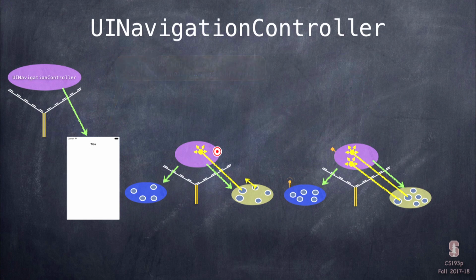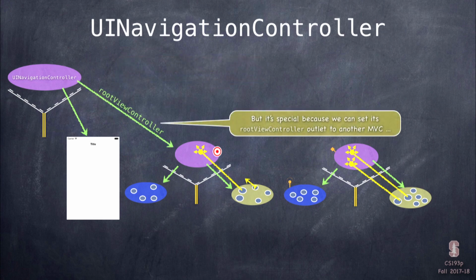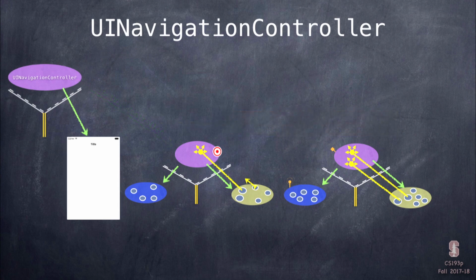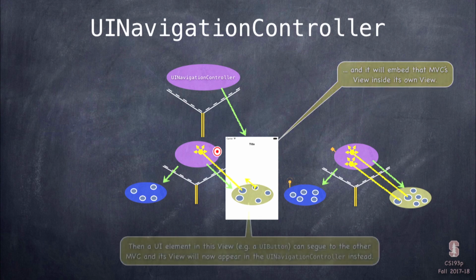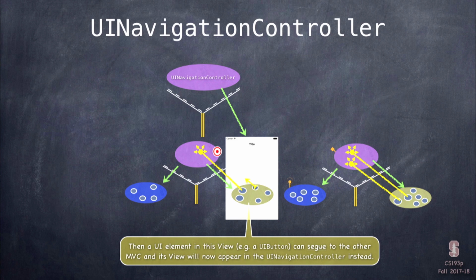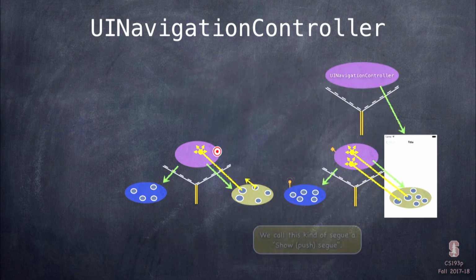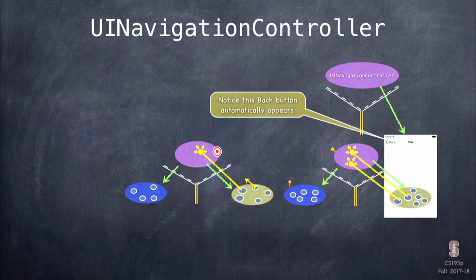But as soon as you set a very important var in navigation controller, called its root view controller, to be some MVC, then its view now includes the view of that MVC. Okay? And then if you interact with some button or something that's in that MVC's view, it can move to this other MVC, push it on the stack. Now the other MVC is still there. It's just kind of behind the scenes because it's lower on the stack. And a back button will automatically appear, as we saw.